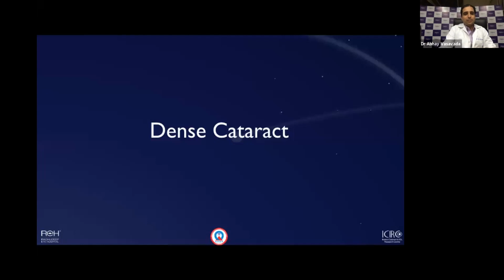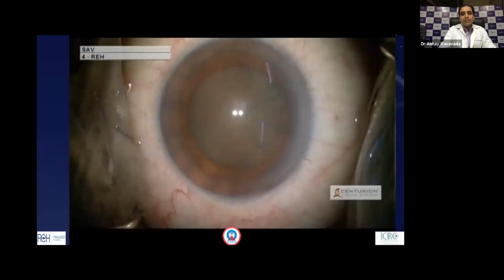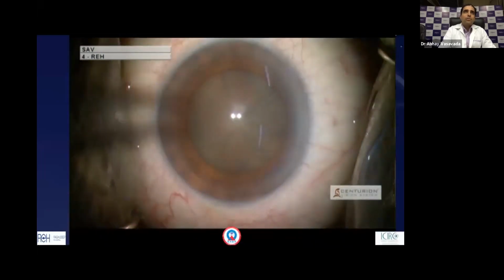I think having understood these basics, now it becomes quite clear that it's more just a play of how these principles are managed from a case-to-case scenario, rather than having to learn a special technique for each special kind of cataract. I think this is one situation which most of us, particularly in our part of the world, are very blessed with, that is extremely dense and extremely advanced cataract.